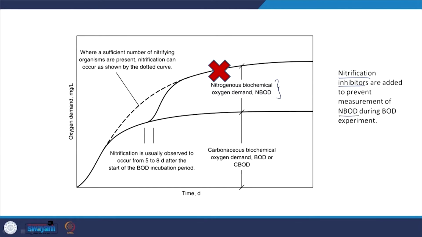In general, when will this come into play? Typically, as we see from here, within the 5-day period, we only capture the CBOD. But if the strength of the CBOD is less, this particular graph will shift to the left, and then even the nitrogenous BOD will be captured. So in these cases also you need to be careful, and you will have to add the nitrification inhibitors. As I just mentioned, nitrification is usually observed from 5 to 8 days after the start of the BOD incubation period. When a sufficient number of nitrifying organisms are present, nitrification can also occur.